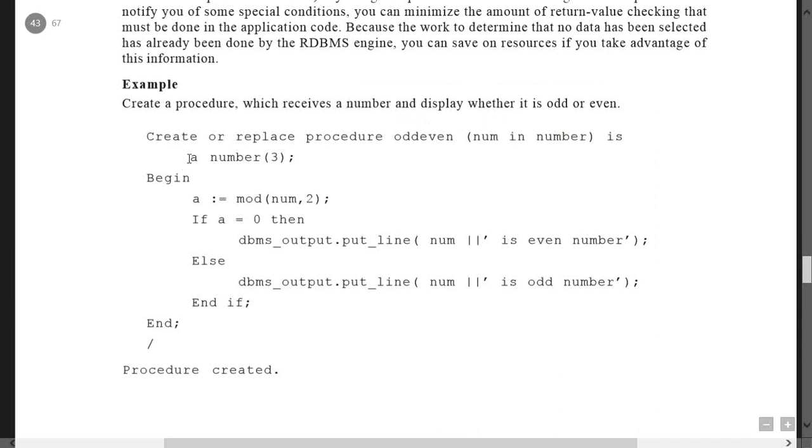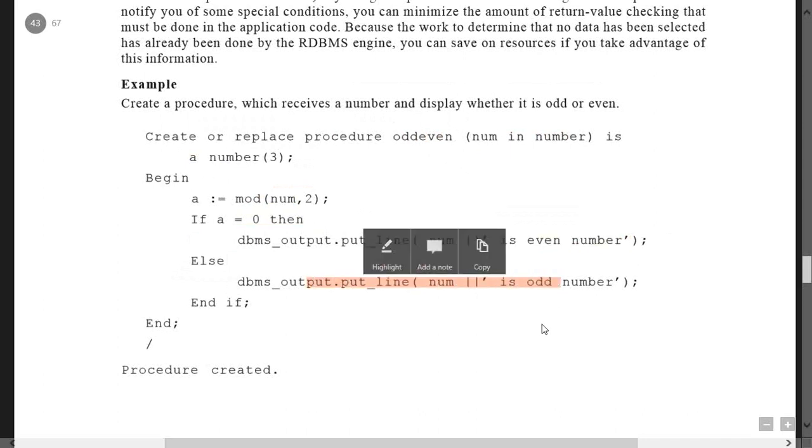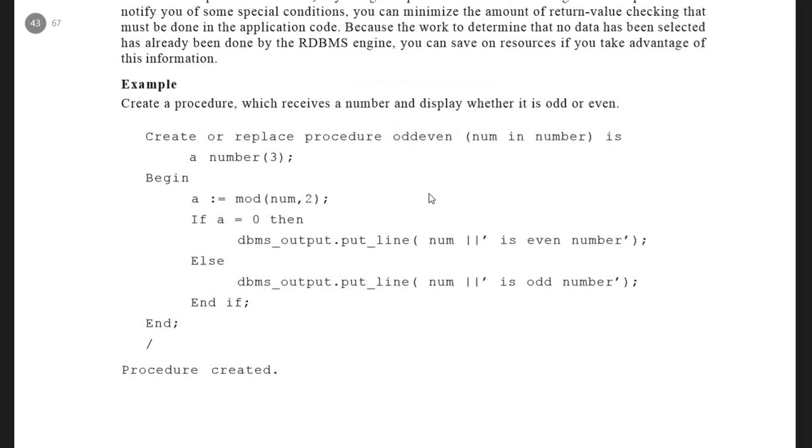So A is a number. Here a is equal to mod of the given number by 2. If a is equal to 0, then display the message n is even number. Otherwise, display the message n is odd number. So using this procedure, you can give a number as an input and it prints the message whether it is an even number or an odd number, right? Clear?